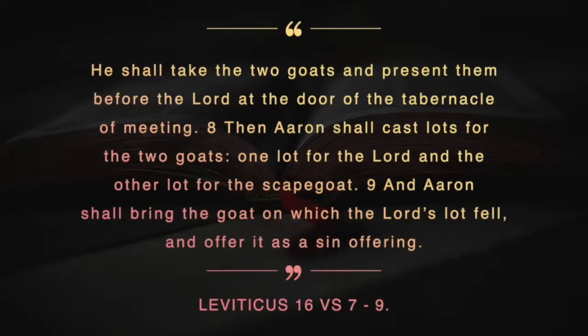And Aaron shall bring the goat on which the Lord's lot fell, and he shall offer it as a sin offering. So there are these 2 kids, 2 young goats that have been chosen. They both are in a perfect state, as perfect as they can be, and lots are cast over them to decide which one is for what function. One goat is for the Lord. The other goat is known as the scapegoat, or the goat of Azazel. So the 2 goats are separated, and the goat that is for the Lord will be burnt as a burnt offering for the people.